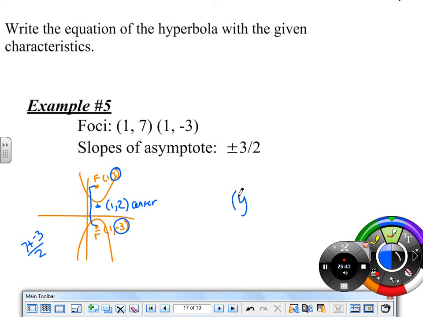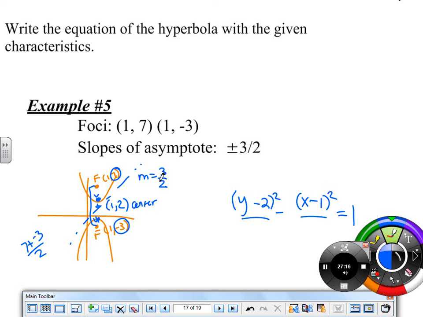So I'm going to have y minus 2 squared, minus, and then my second term is going to have an x minus 1 squared. For the a and b values, I don't know. Let's see. I have the slopes of my asymptotes here, and they're listed as 3 over 2. So think about what that is here. There are some asymptotes here through the center that have a slope of 3 over 2.